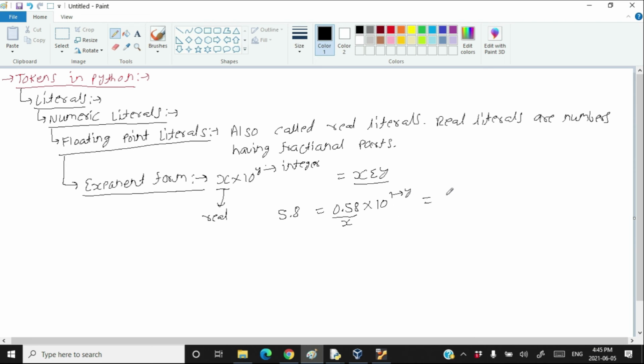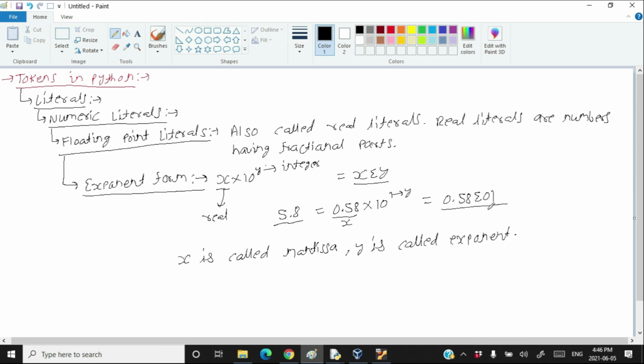So how I can write here is 0.58 E01 or only E1. This is the fractional form of the same number and this is the exponent form of the same number. Remember that this y portion cannot be a fractional number. Okay. Here in this case, x is called mantissa, M-A-N-T-I-S-S-A, and y is called exponent. So here in this number 0.58 is called mantissa and 01 is called exponent.